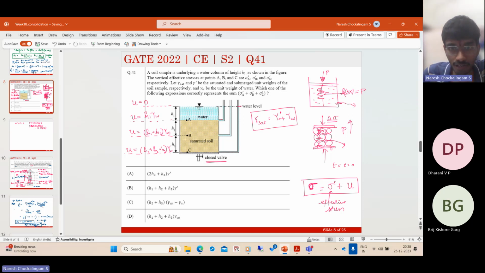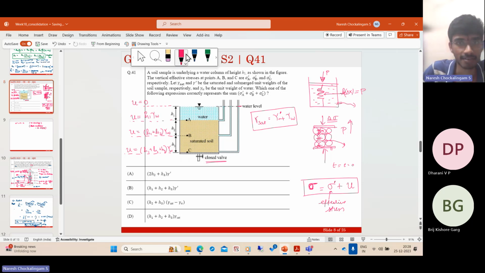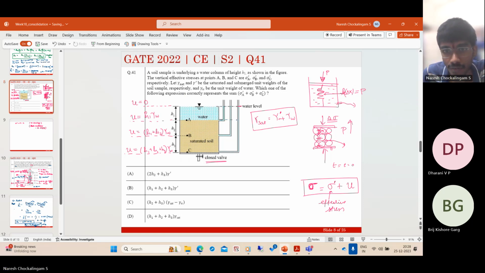Now what is the total stress? Let me write that in a different color. You can tell me, what is the total stress here? What is the weight coming here? Stress is the force per unit area. Consider a unit area here. What is the force on it?